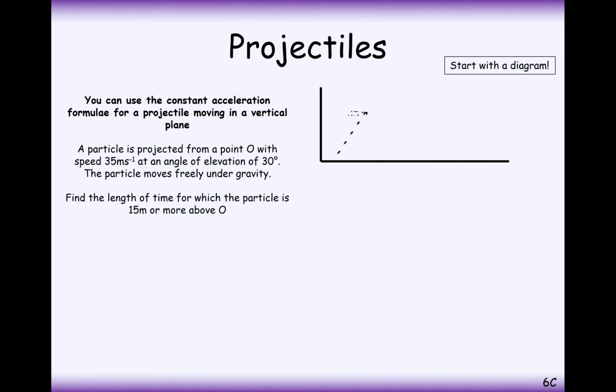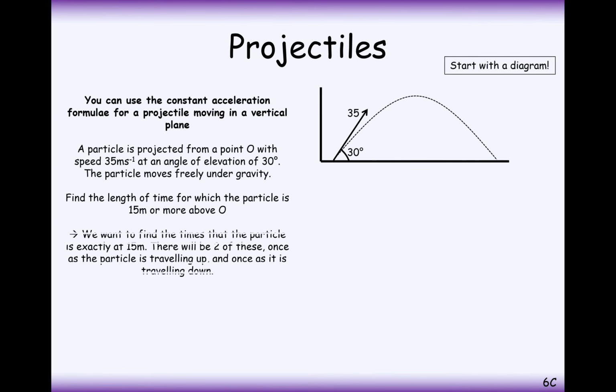So start by drawing a diagram. Starts from the ground, projecting upwards with a speed of 35 meters per second at an angle of 30 degrees. And we want to find the amount of time it's above a value 15 meters above the ground. So what we're effectively going to do is find the time between this point here and this point here. We want to find the times that the particle is exactly 15 meters. There will be two of these. Hopefully we're going to get a quadratic from our SUVAT, and then we'll just work out the difference between the two times.